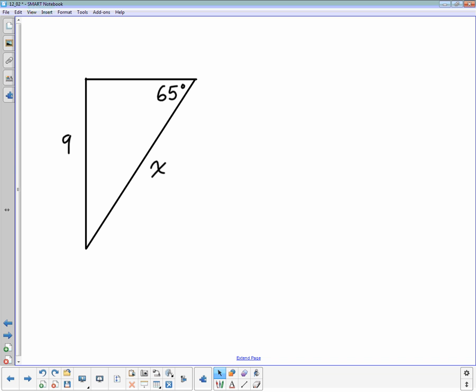Who's my opposite? Who's my adjacent? Who's my hypotenuse? Write them down. Set up your equation. Pick what you're going to use. SOHCAHTOA. Who am I going to pick?